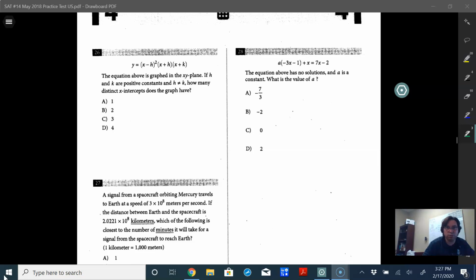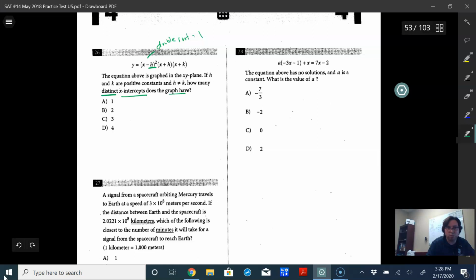For number 26, we have this polynomial, and it says h and k are positive constants, so h is not equivalent to k. How many distinct x-intercepts does this graph have? Distinct means different. Here we have x minus h squared. Really what's going on is that we have a double root right here, and so there's really only one distinct x-intercept. And we know positive h is going to be different, and then positive k.